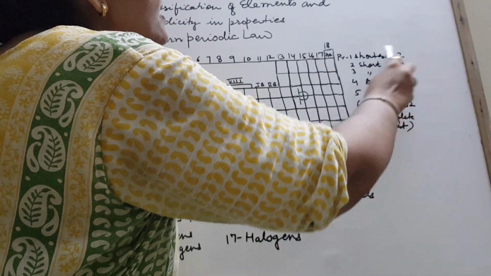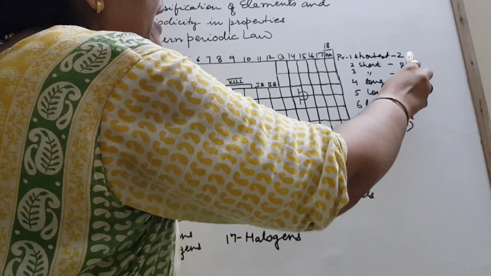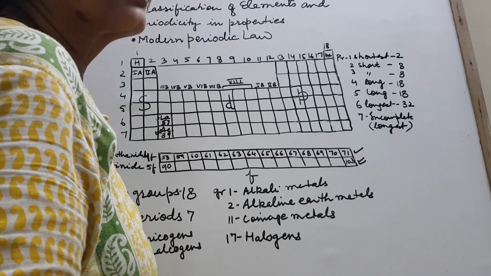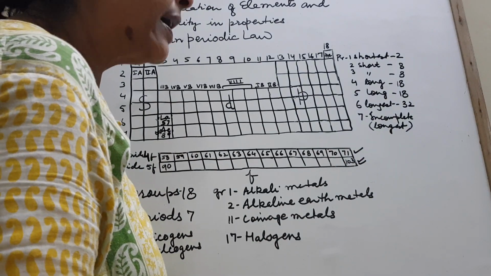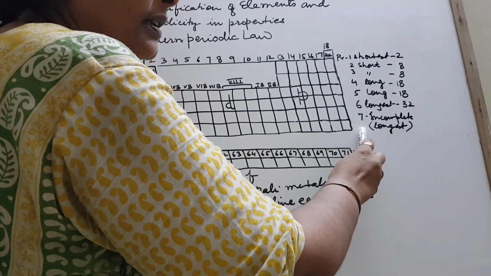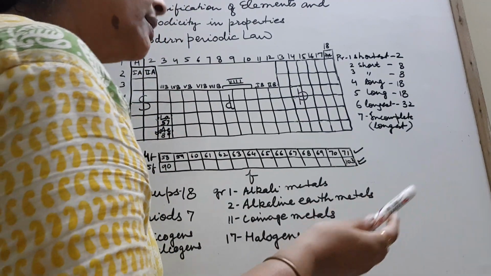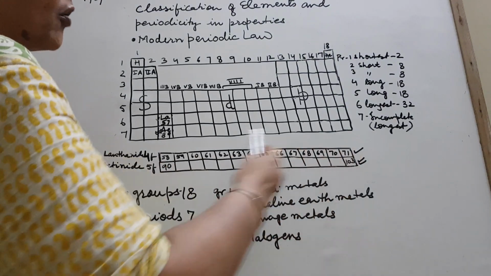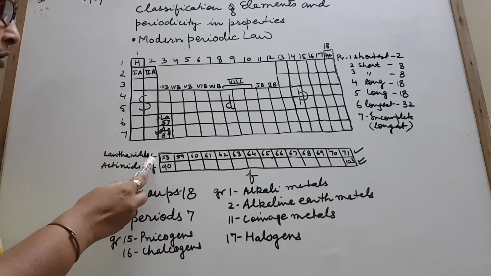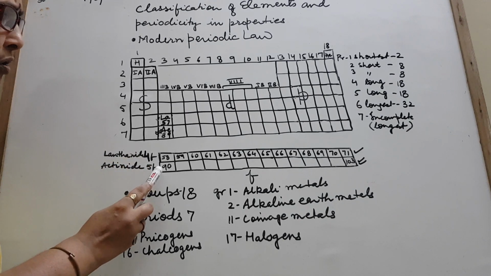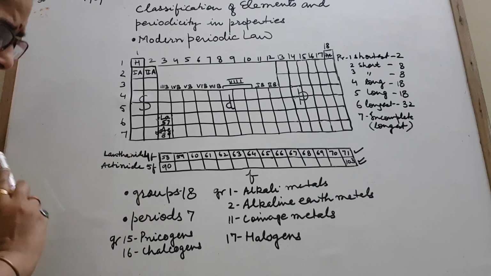So the first is the shortest, the second and third have 8, the fourth and fifth have 18, and the sixth and seventh have 32 elements. Here it is completely reported, there they say incomplete. Your book says incomplete, but some report 32 complete. At the bottom we have two rows of 14 elements each. If the electron was entering 4f, we call them lanthanides. If the electron was entering 5f, we call them actinides.